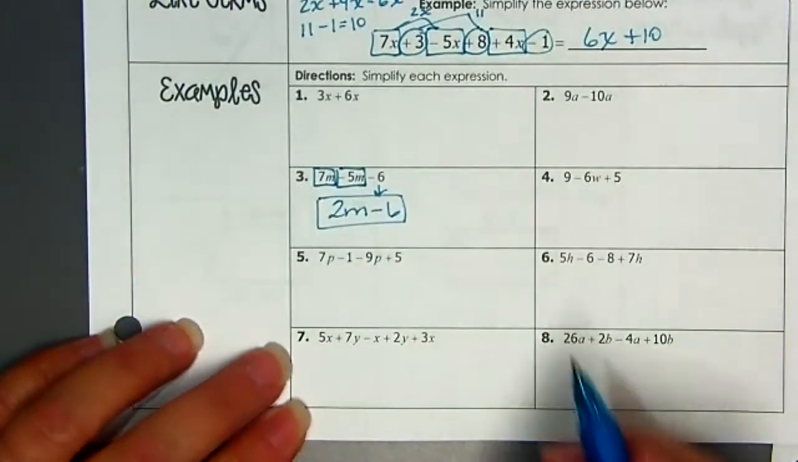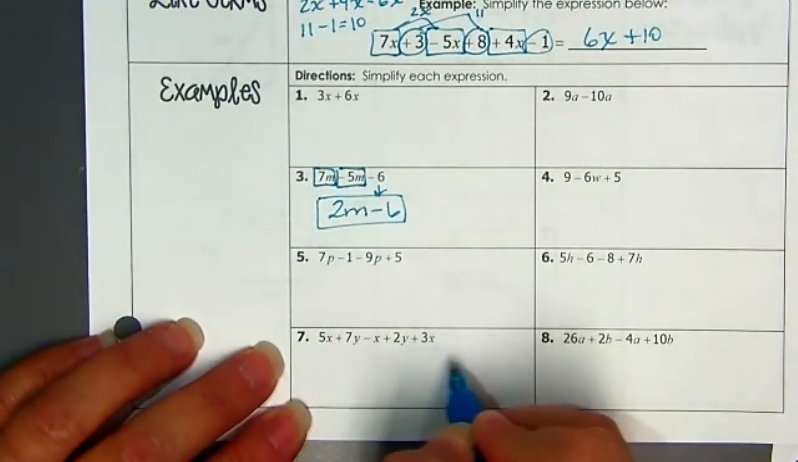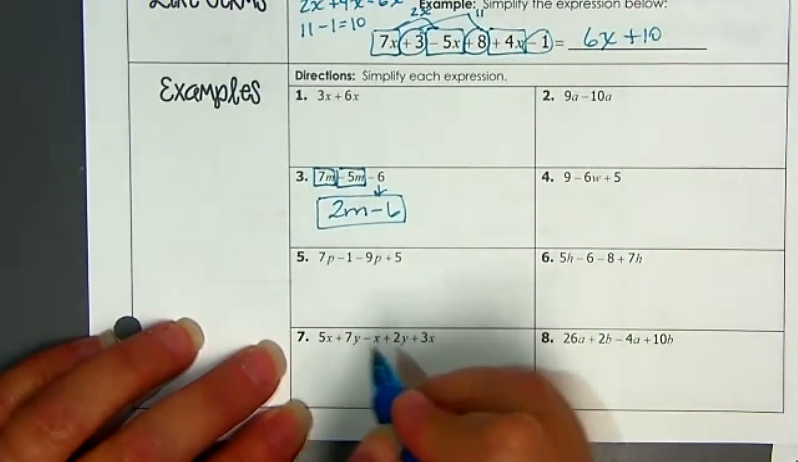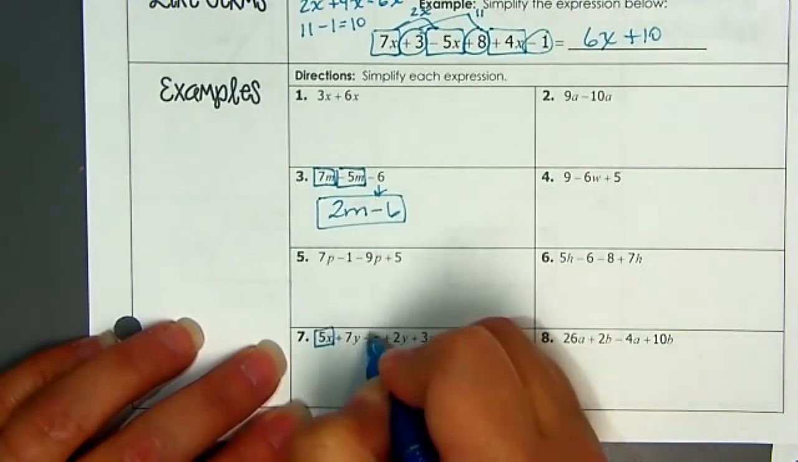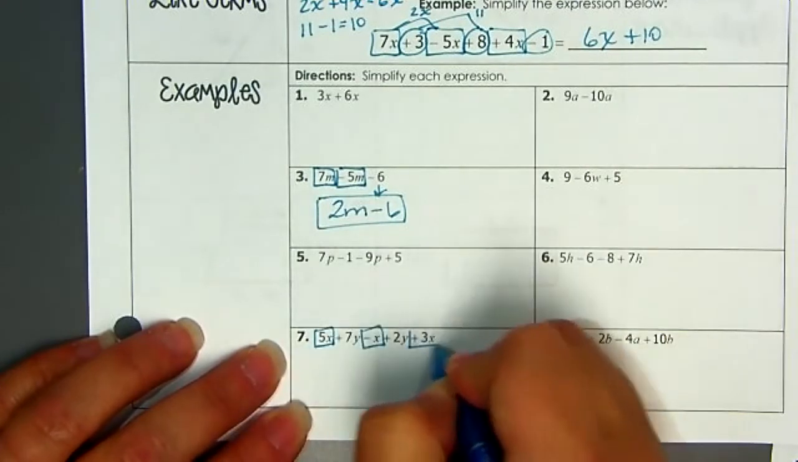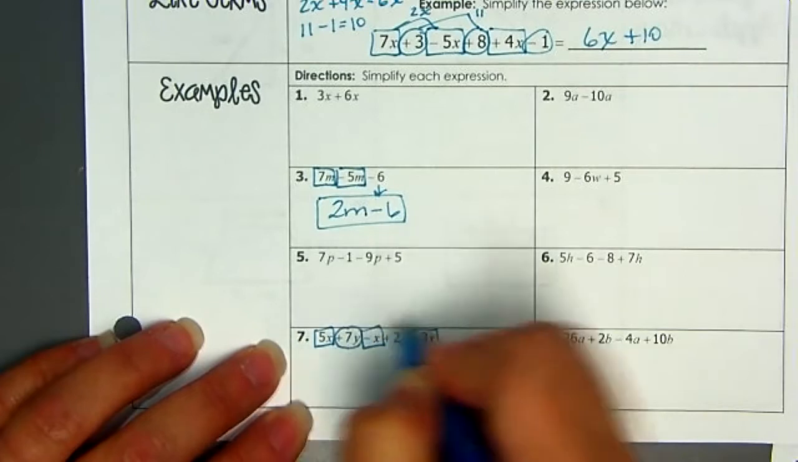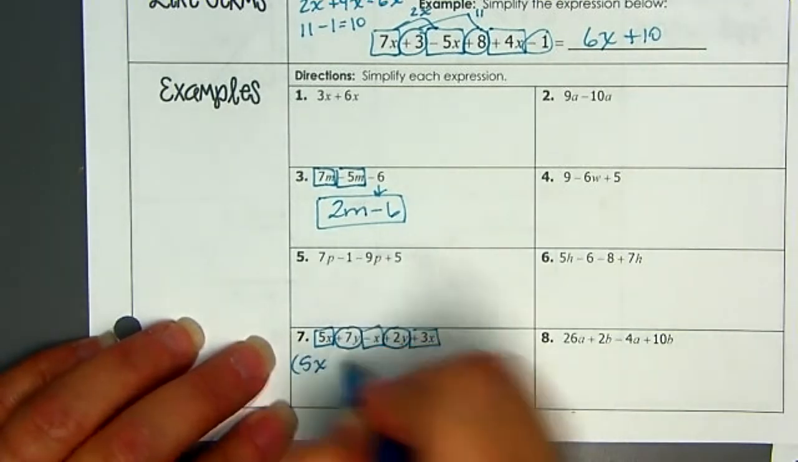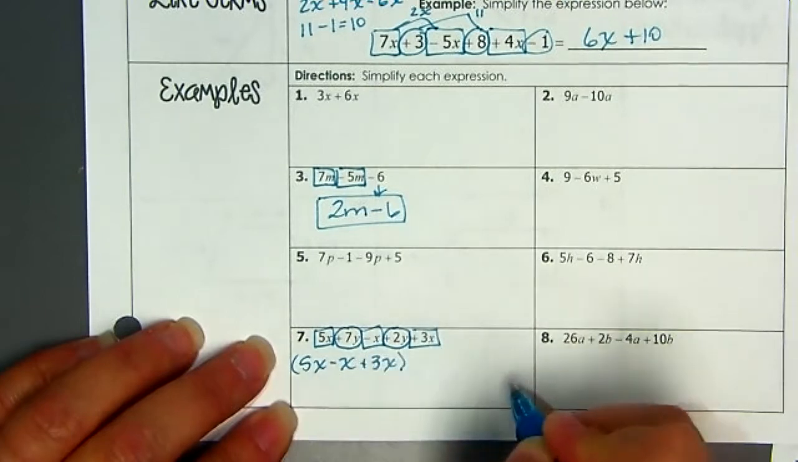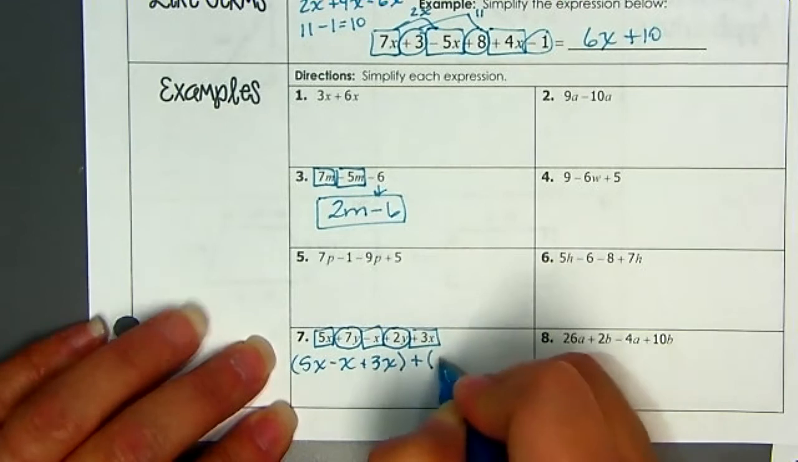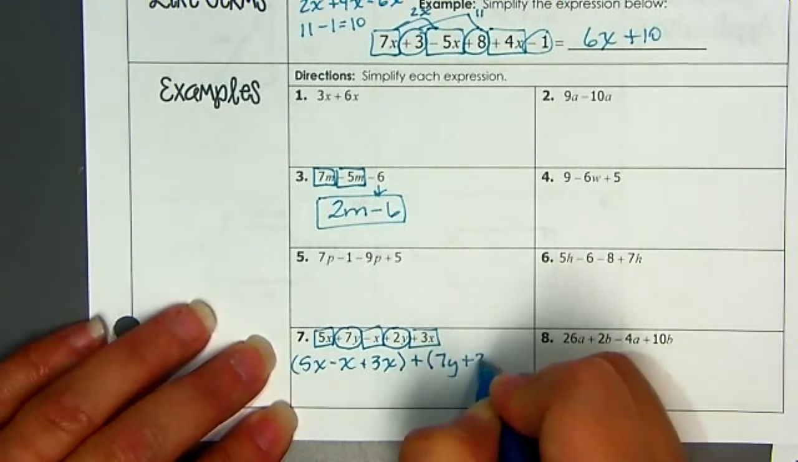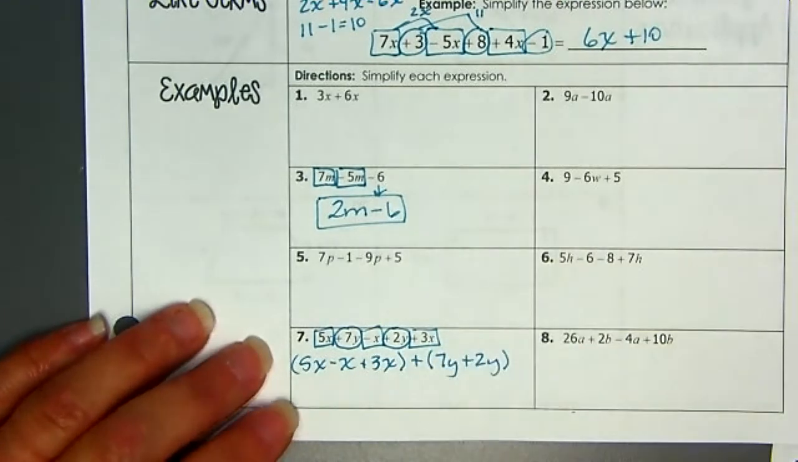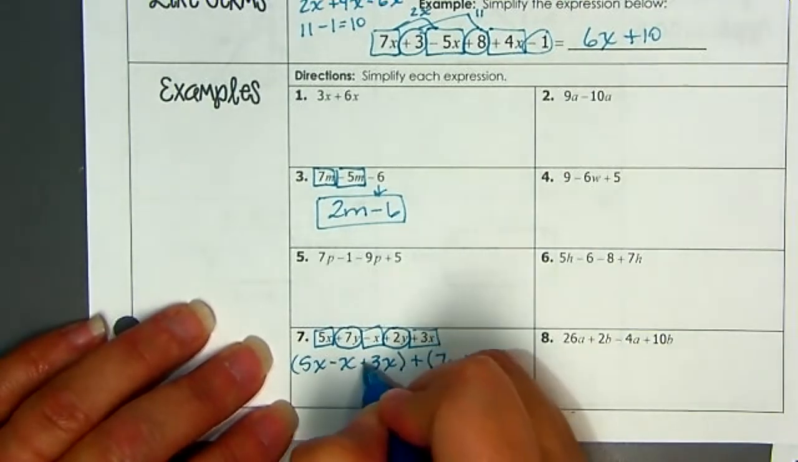Next, number 7. Okay, this is where we have two different letters going on here. So we're going to have the x's go together and the y's go together. Now if it's helpful, you can rewrite this all together. So I'm going to have open parentheses 5x minus x plus 3x, close parentheses, plus open parentheses 7y plus 2y. You are not required to do this, but if you find it to be helpful, do what helps you to be successful.